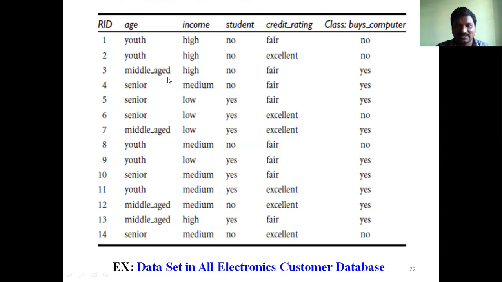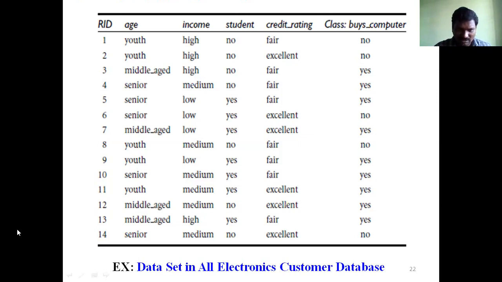Here, a middle aged person, high income, not a student, fair. Yes, he will buy the computer. And then the fourth one, senior. Income is medium, not a student, credit rating fair. Even though, he will buy the computer. That means for the youth who is not a student, he cannot buy the computer. But if it is a youth person who is a student, then he may buy the computer. For example, coming to the 10th row.